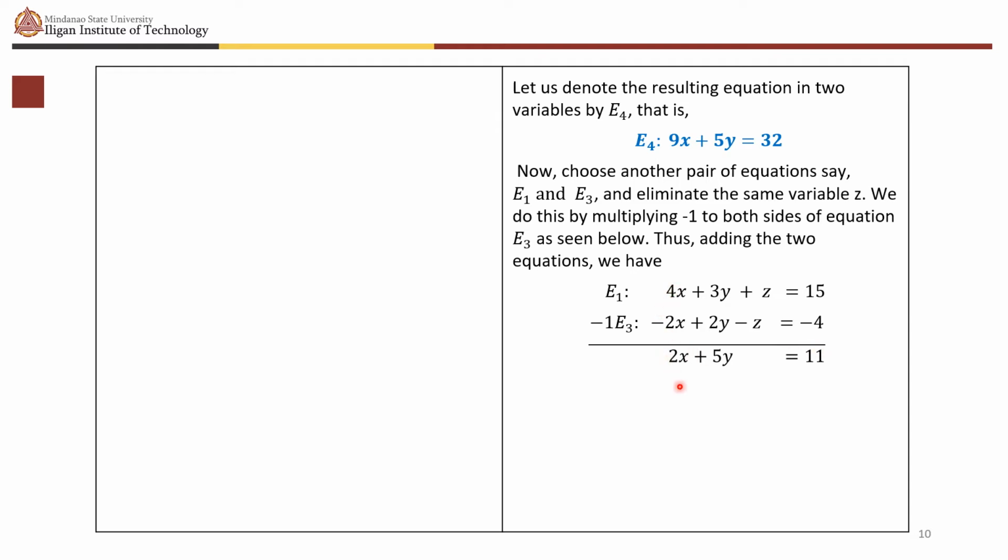So 4x minus 2x will give us 2x, 3y plus 2y will give us 5y, z minus z will give us 0, and 15 minus 4 is equal to 11. So let us denote the resulting equation 2x plus 5y equals 11 by E sub 5. So E sub 5 now is 2x plus 5y equals 11.